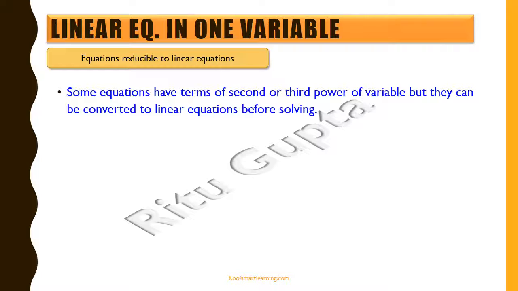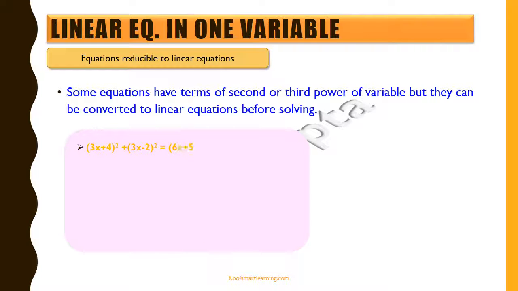Now, certain equations have terms with the second and third power of the variable, but they can be converted to linear equations before solving. One such example: say we have (3x + 4)² + (3x − 2)² = (6x + 5)(3x − 2) + 12. This clearly shows that we have x raised to the power 2, so the second power of x is definitely coming in this equation, but let's try and simplify it.